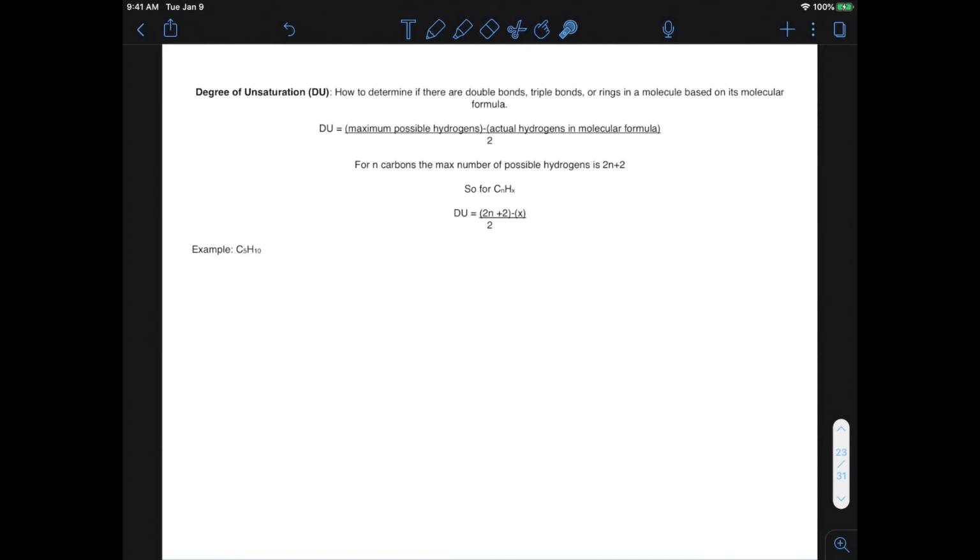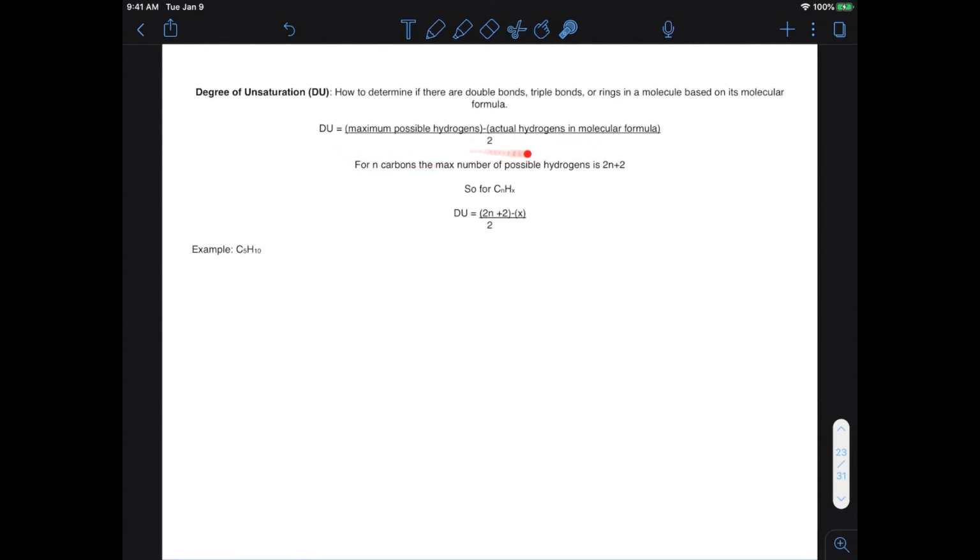So next, and related to drawing out molecules from the formulas, we're going to be talking about degree of unsaturation, or DU. I've been drawing out the molecules, but if it isn't obvious whether there are any pi bonds or rings in the structure, how do we know? So the way to determine that is based on the molecular formula.